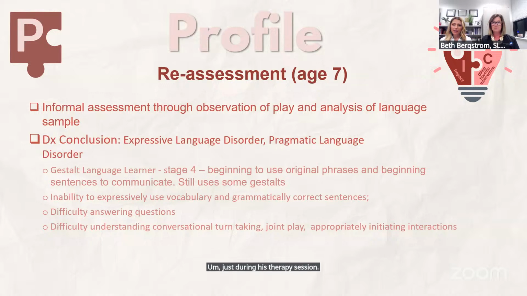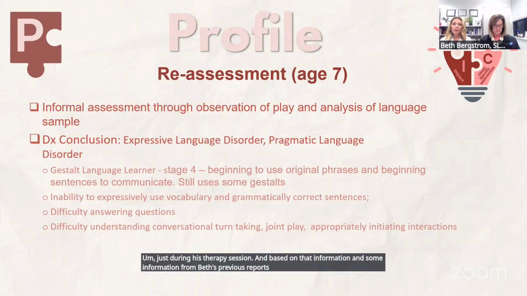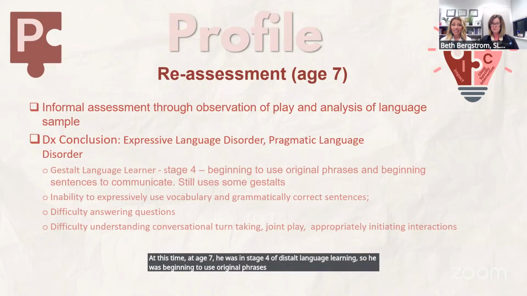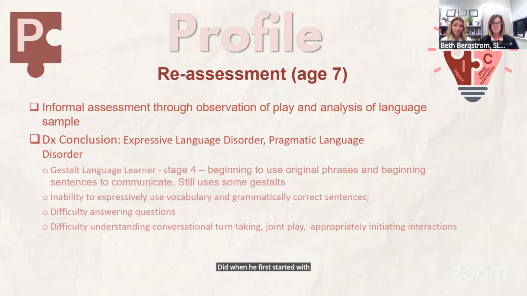And based on that information and some information from Beth's previous reports, we came to the conclusion that he does have an expressive language disorder and pragmatic language disorder. At this time, at age 7, he was in stage 4 of Gestalt language learning. So he was beginning to use original phrases and beginning sentences to communicate. And he still had some Gestalts that he was using, but not near as many as he did when he first started with Beth.